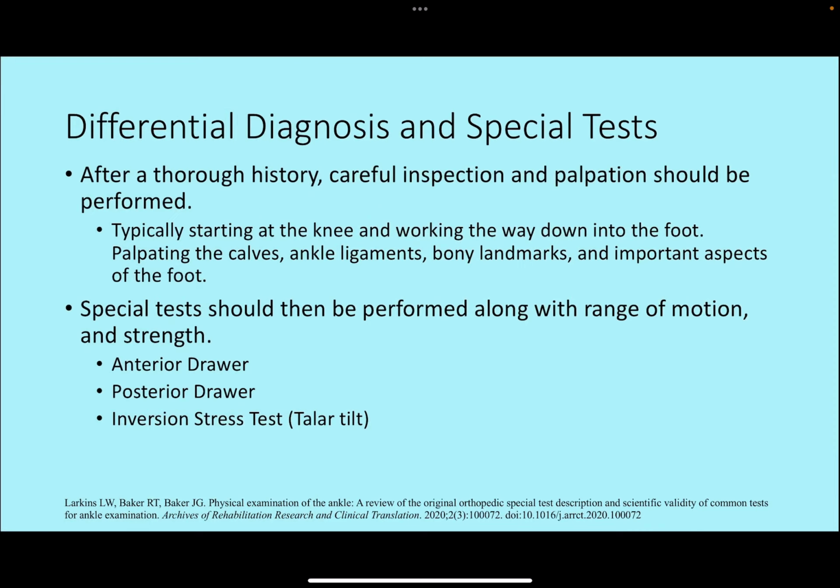So you want to palpate the calves and the high ankle to rule out a syndesmotic ankle sprain. You want to palpate all the ankle ligaments. Even if they are not having pain on the medial aspect, you still want to palpate just to make sure. Palpate the Achilles, palpate all the bony landmarks to make sure there are no fractures, and look for swelling and discoloration.